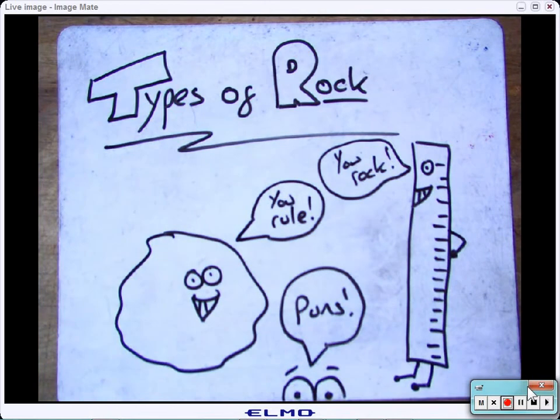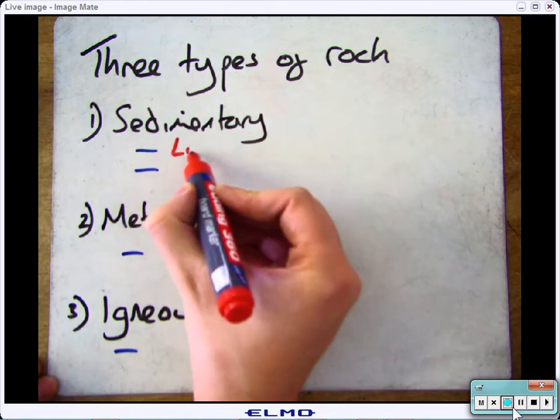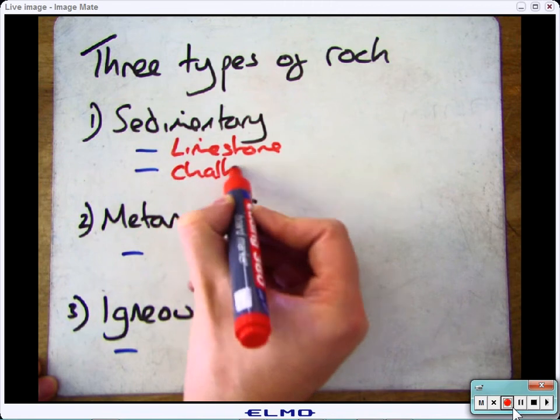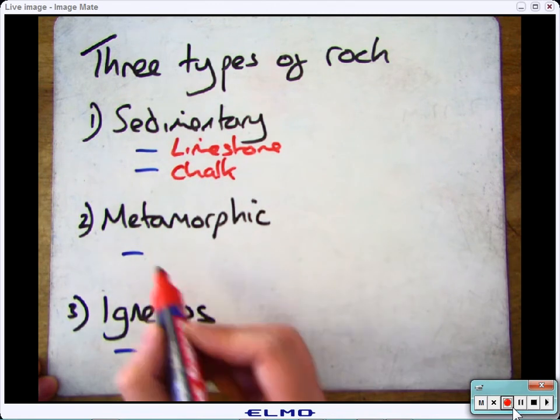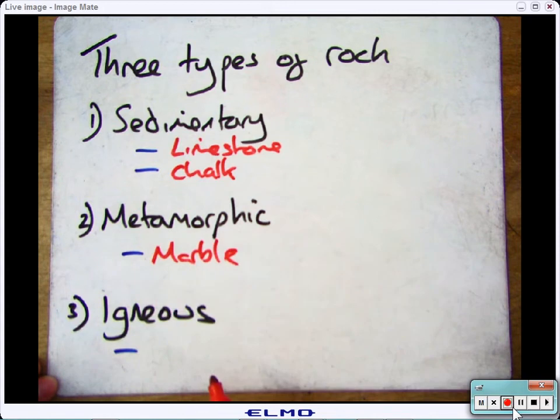This video is going to show you the different types of rock, how they form and what their properties are. There are three different types of rock: sedimentary, metamorphic and igneous. The two sedimentary types of rock that you need to know for this are limestone and chalk. The metamorphic rock you need to know is marble, and the igneous one you need to know is granite.